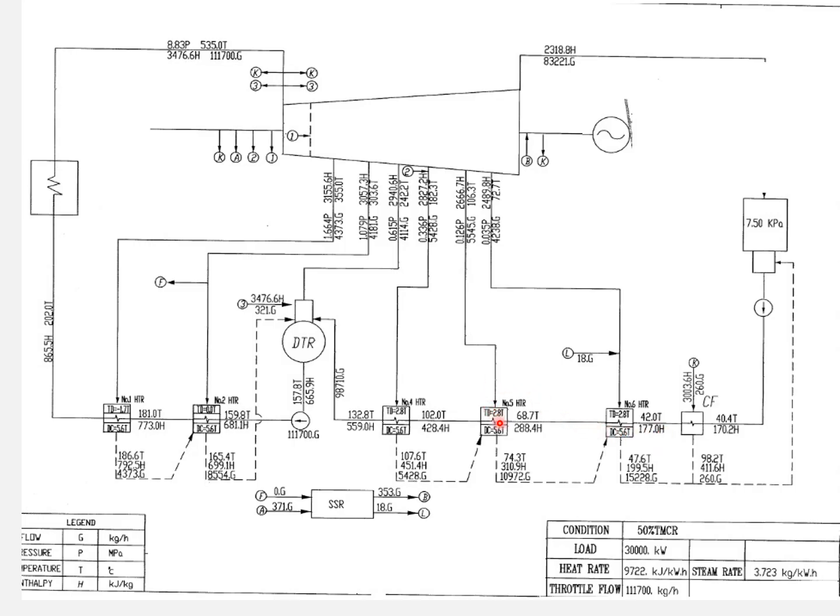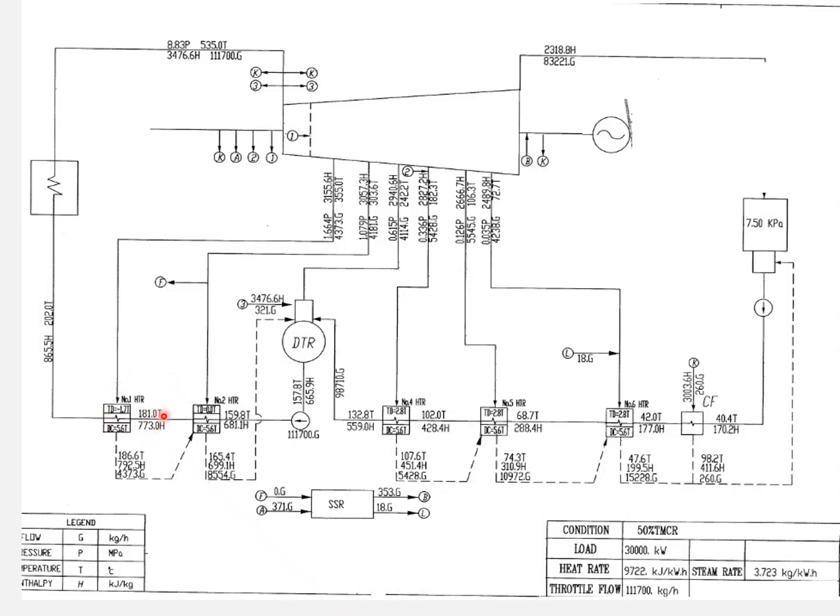We go to stage number 5: 68.7 degrees C, 288 kilojoules per kilogram. And number 4 is 102 degrees C and 428 enthalpy. Number 2 is 159 degrees C and 681 enthalpy. And number 1, the highest one, the last one, is 181 degrees C and 773 kilojoules per kilogram enthalpy.